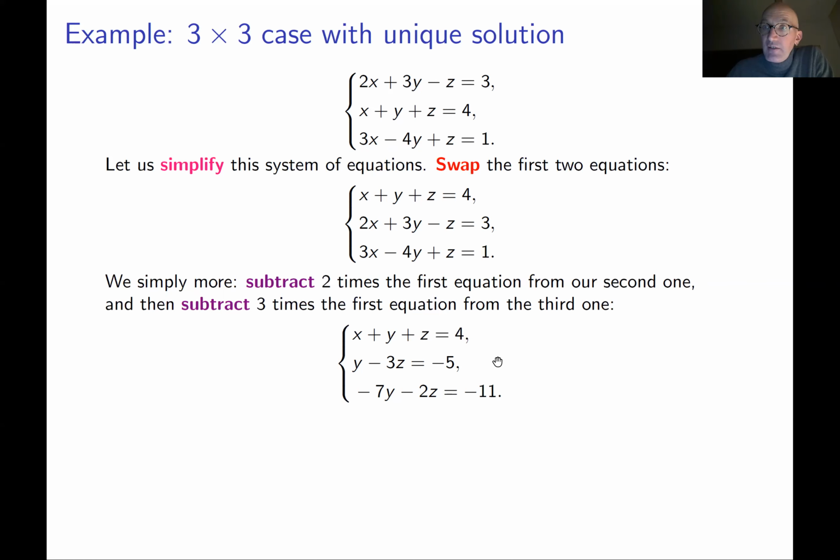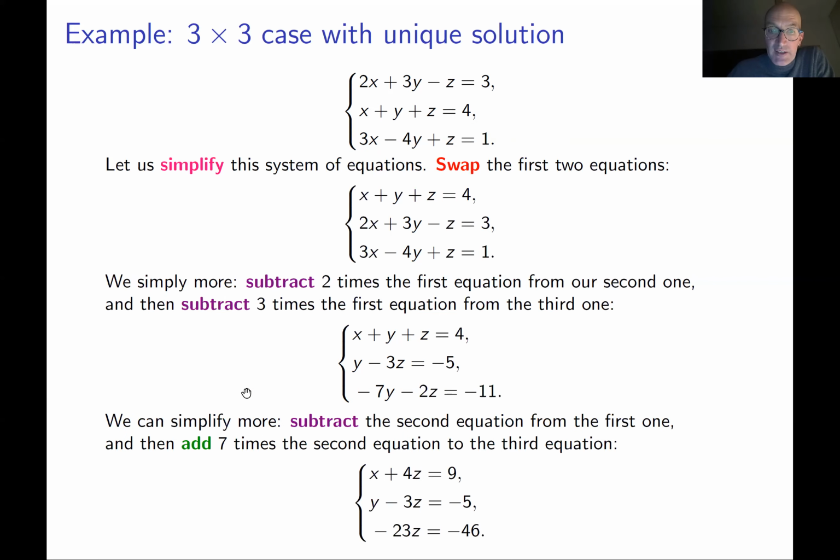So why do I need this? Because it's clear that this system of equations looks a little bit simpler than the original one. We don't have x here, we don't have x here. So you can keep doing this. For example, now you can get rid of y. You can multiply this equation by 7, add it to the last one, and you kill the y term. There's no y term here.